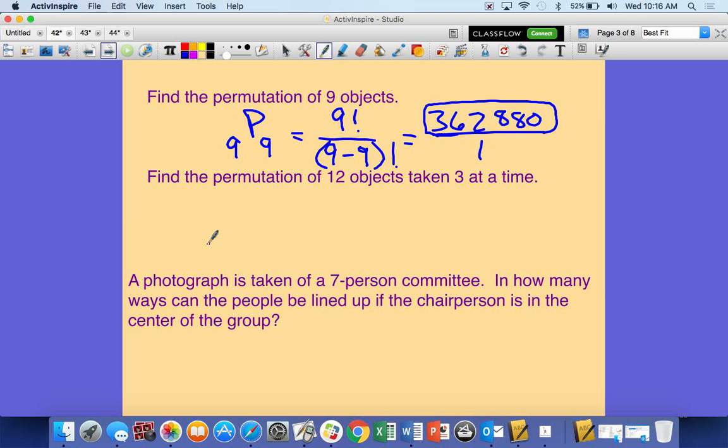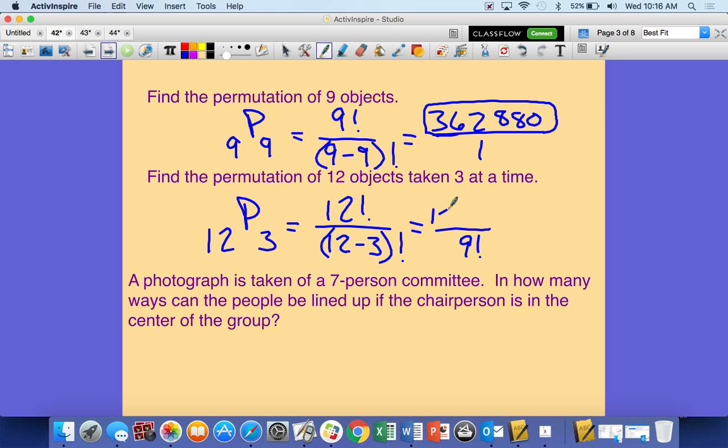Find the permutation of 12 objects taken 3 at a time. We do the same thing. 12 total, P, we want groups of 3. So then we set it up, 12 factorial over 12 minus 3 factorial. On the bottom, we get a 9 factorial. On the top, 12 times 11 times 10 times 9 factorial. Those go away. 12 times 11 is 132 times 10 is 1,320.